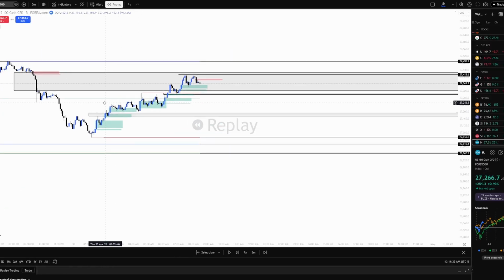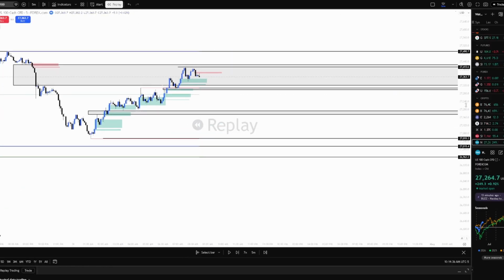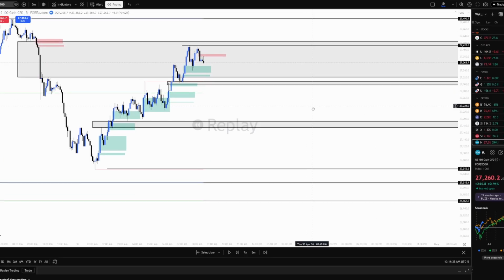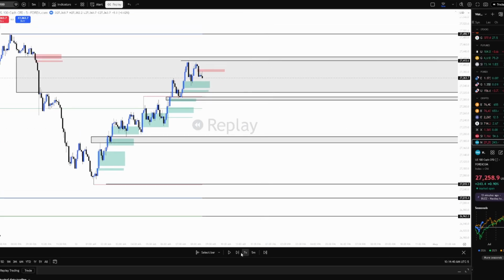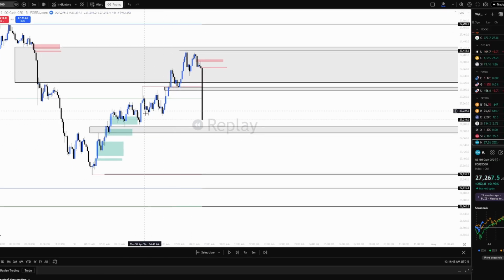So I go down to the 5 minute after I mark all my levels. And the first thing that happens is we take out a lot of things. We have this inverse of this bullish gap. We have inverse of this gap. These are all 5 minute gaps.